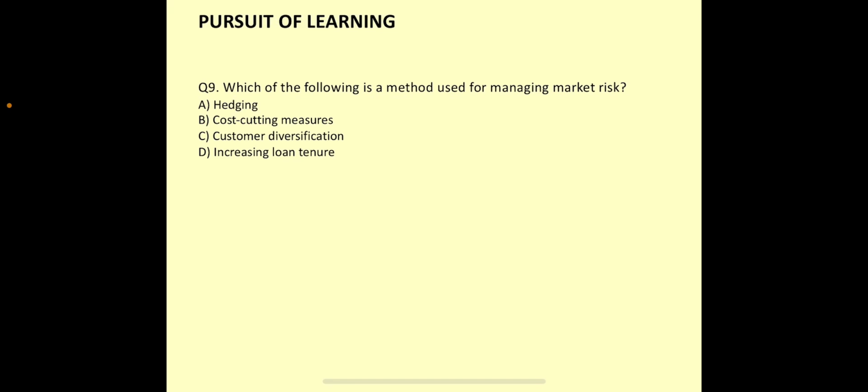Next question, which one of the following is a method used for managing market risk? So what is the best method to manage market risk? Hedging, cost cutting measures, customer diversification, increase loan tenure. So the correct answer is hedging, where we hedge our market risk to minimize it.